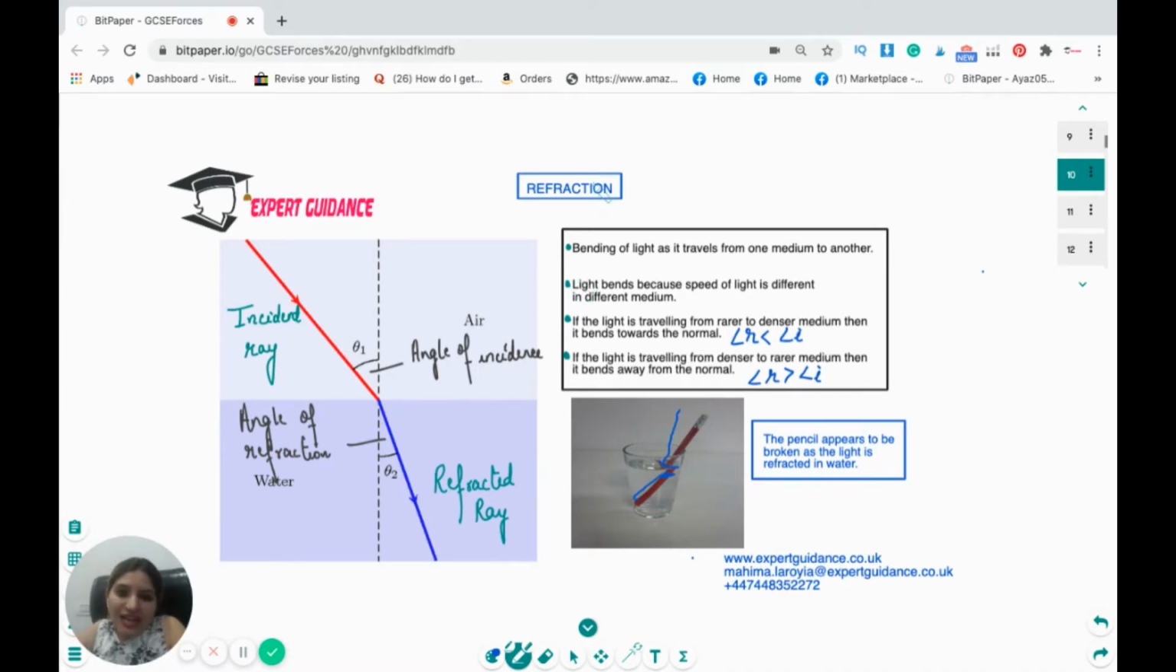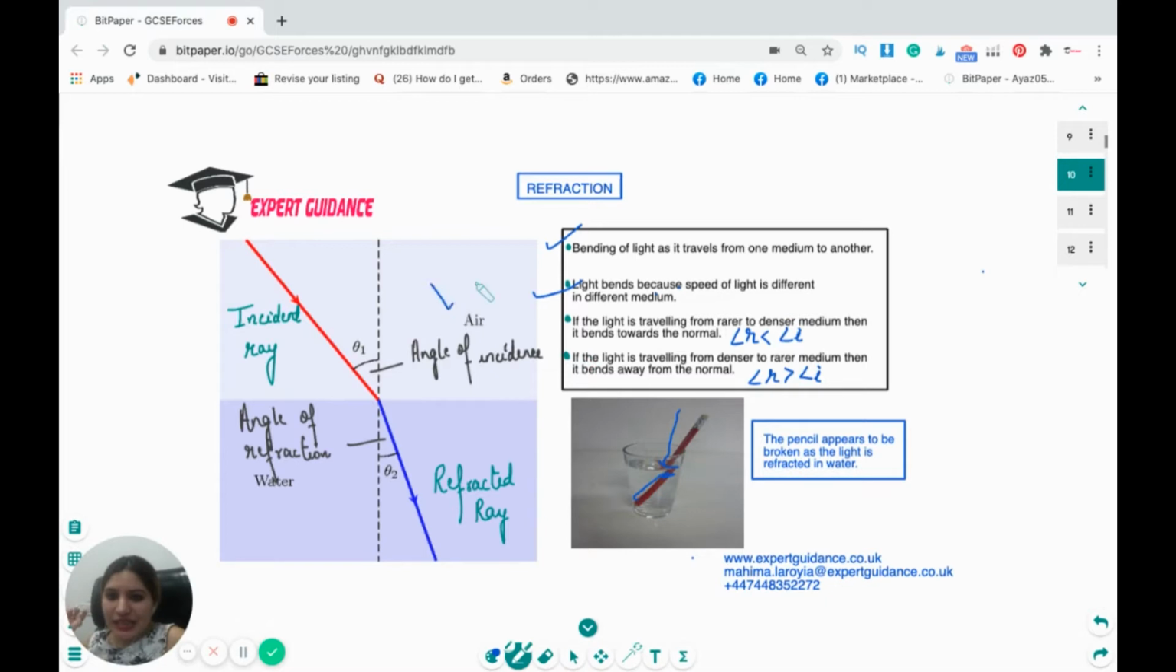Now, what is refraction? Refraction is the bending of light as it travels from one medium to another. And why is there a bending of light in a different medium? Because the speed of light is different in different media. Right? Now, if the light is going from a rarer, lighter medium like air into a denser medium like glass or water, then the speed will slow down and it will bend towards the normal.